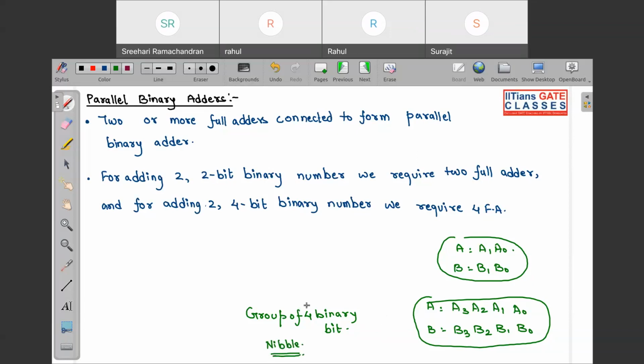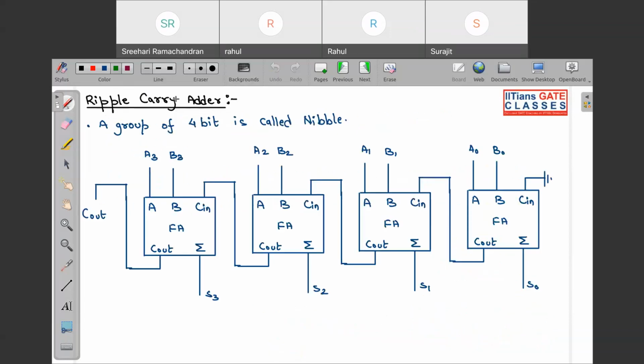Sometimes we want to add such kinds of numbers, so we take the help of a parallel binary adder. In this, I have just taken the ripple carry adder. I haven't taken the look ahead carry adder, because it is not going to be asked over here. So now in this ripple carry adder, suppose we have a 4-bit number. I will make you understand with an example.